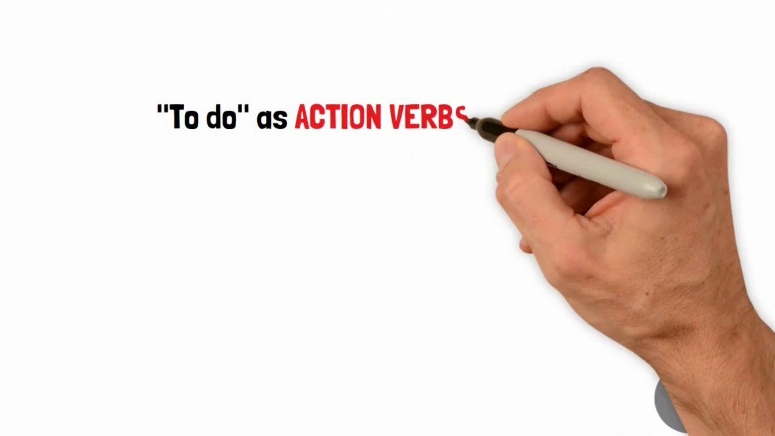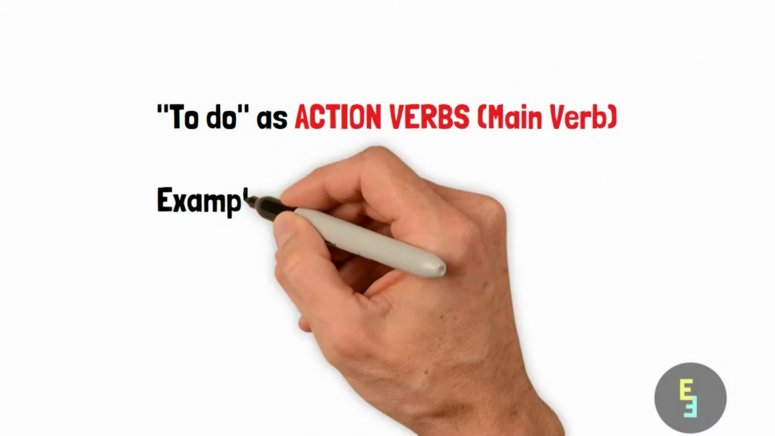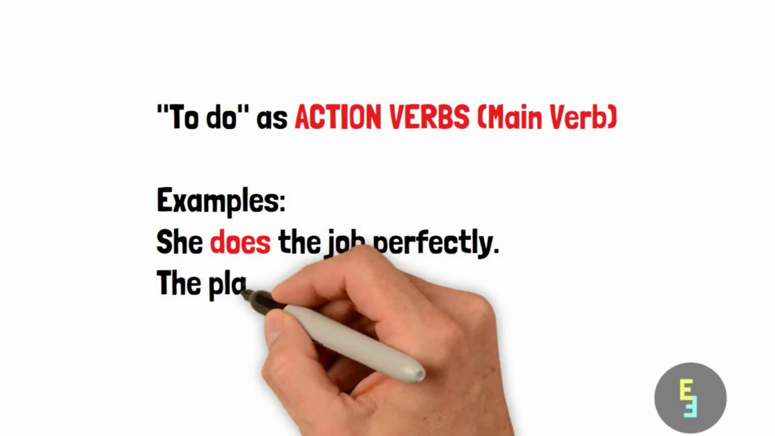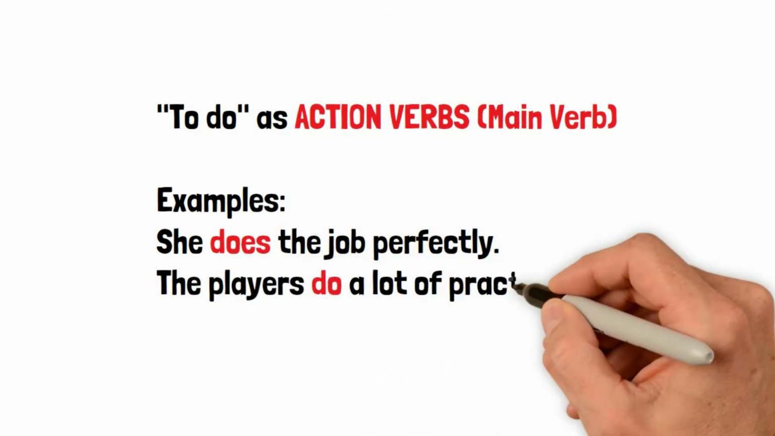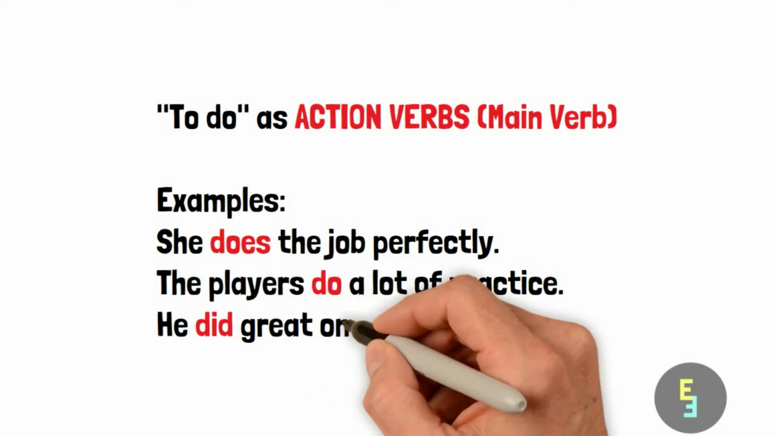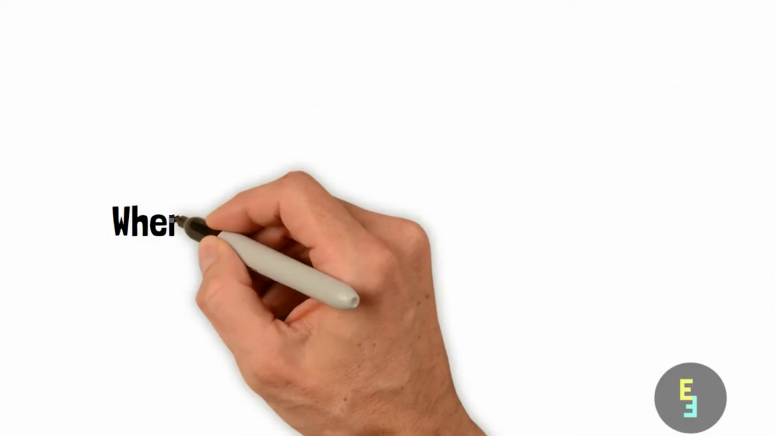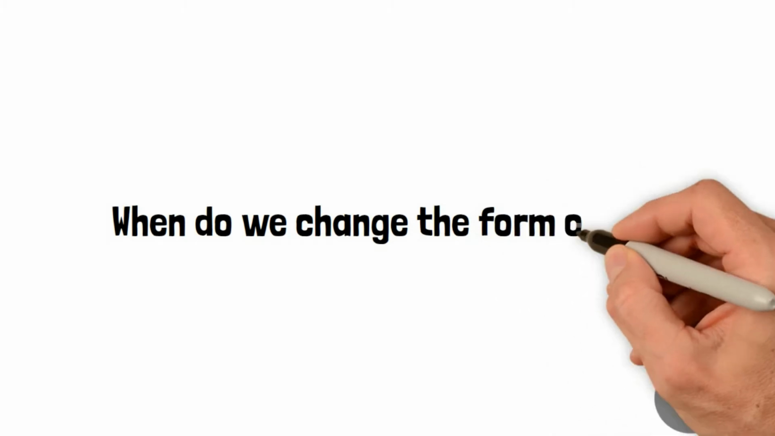To-do verbs as action verbs. Check out these examples. She does the job perfectly. The players do a lot of practice. He did great on the exam. As you can see, the to-do verbs are all used as action verbs, but they are written in different forms. The question now is, when do we change the form of the word do?